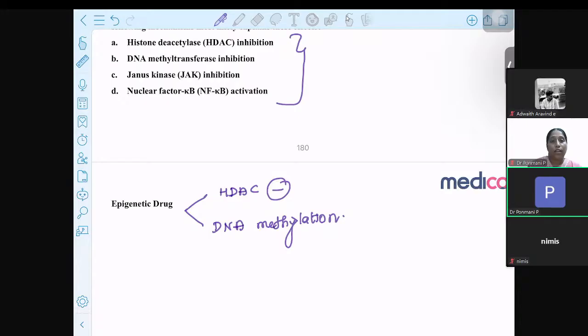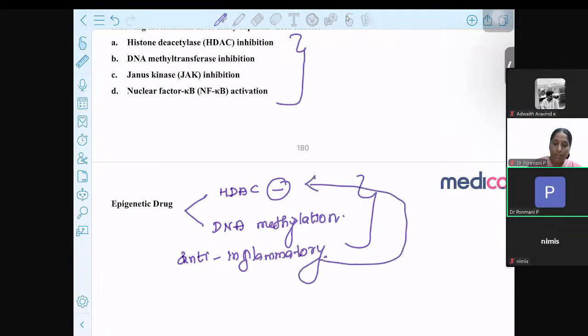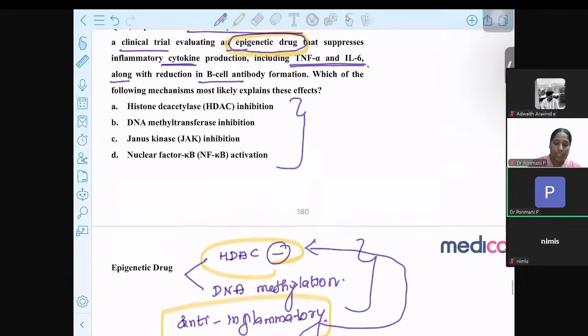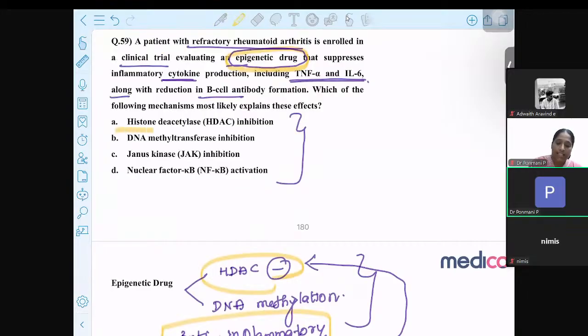Okay, so it can act by either of these two, and most of the anti-inflammatory property which is exhibited by the epigenetic drug is mostly because of histone deacetylase inhibition. The anti-inflammatory property is mainly because of HDAC inhibition. So this is the answer. What is the answer? The answer is histone deacetylase inhibition. You need not think about the other answers.